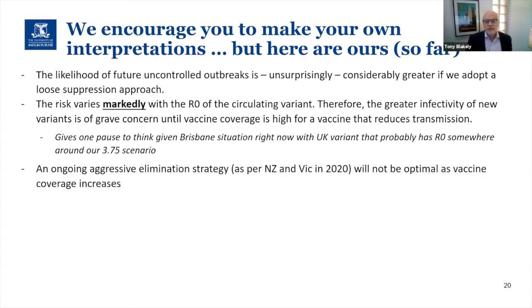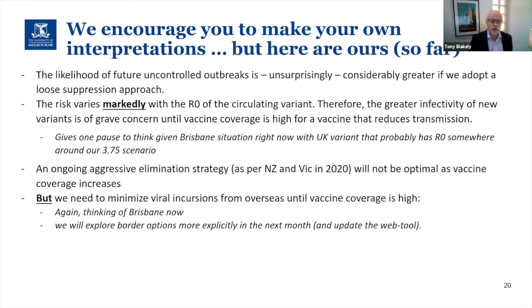An ongoing aggressive elimination strategy, as per New Zealand and Victoria into 2020, I was an advocate of this then, but as the vaccine coverage goes up, is probably not going to be our optimal way forward. And we need to think about viral incursions from overseas. We actually don't want that virus getting in until we've at least got most of the way through vaccinating the adults. Again, think of Brisbane now. We really need to hit that hard.